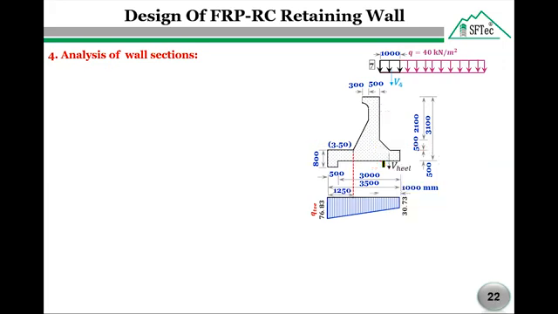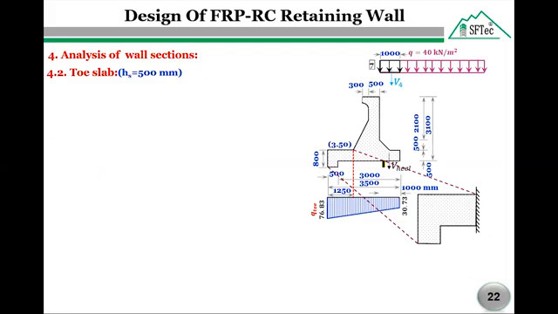Now we are going to analyze the toe slab. The toe slab also acts as a cantilever projecting from the front face of the stem. For the toe slab, the acting loads are the own weight of the toe slab and the upward reaction of the soil. The weight of the toe slab can be calculated by multiplying the concrete density by the area of the toe, area of this part.